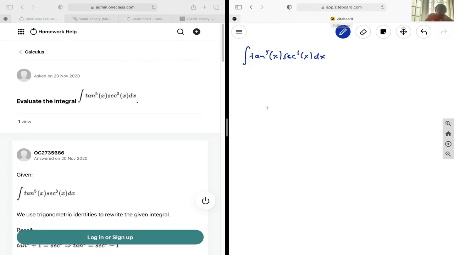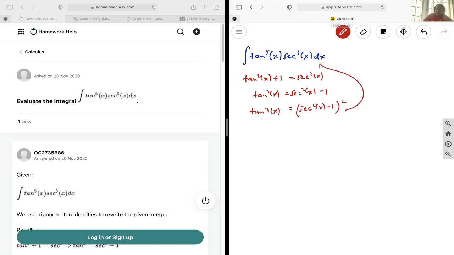We need to remember that tan squared x plus 1 is equal to secant squared x. Okay, so now we isolate for tan squared. It's equal to secant squared x minus 1. And then we're going to square both sides to get tan to the power 4x is equal to secant squared x minus 1 all to the power of 2.